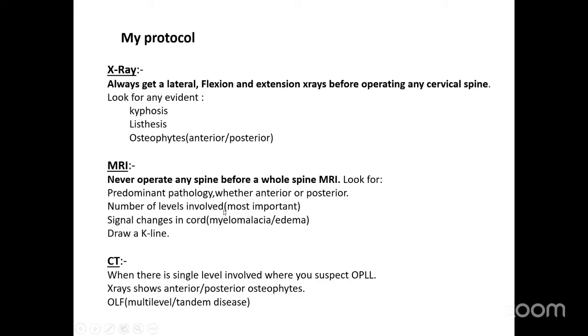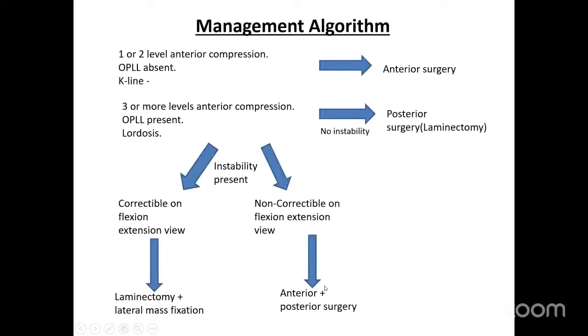I will determine the pathology, whether it is anterior, posterior, number of levels. I will see cord changes. I will draw the K line and order a CT scan, whether it is single level or two. I just want to know whether it is OPLL or not in case of CT scan. So after this, what will I do? If it is one level or two level and OPLL is absent, definitely I'll go for anterior surgery. If three or more levels are involved, or OPLL is present, I will go for posterior surgery.